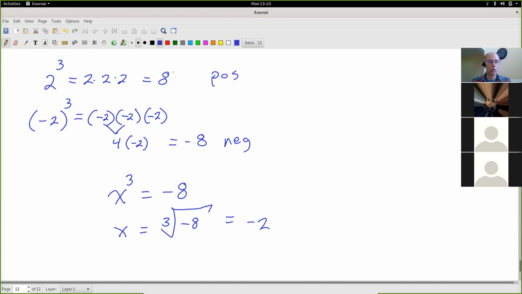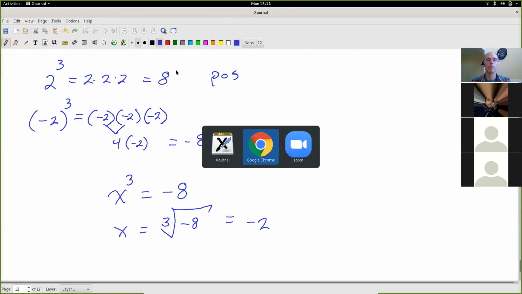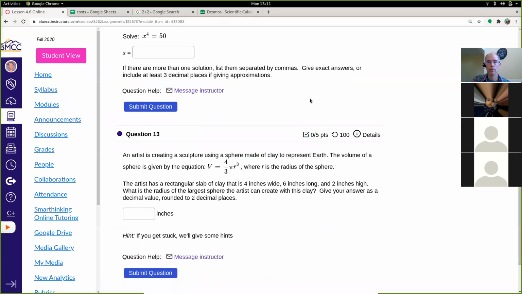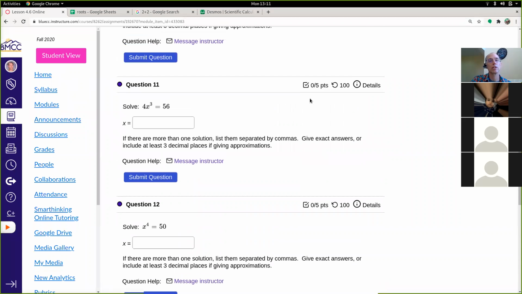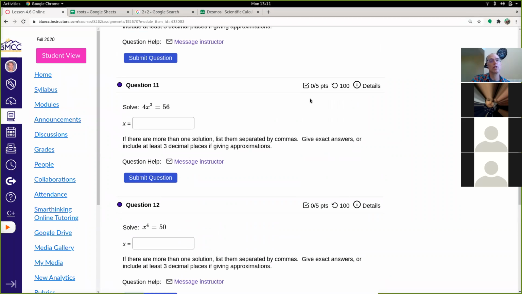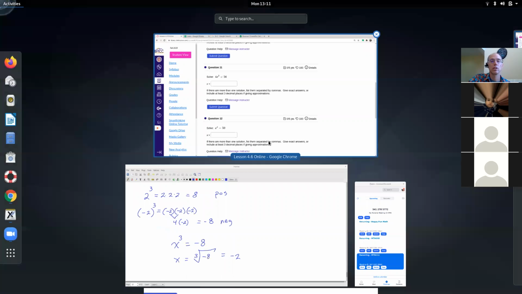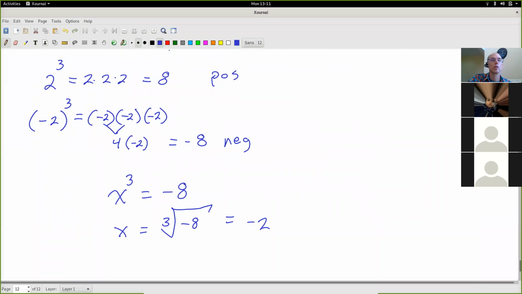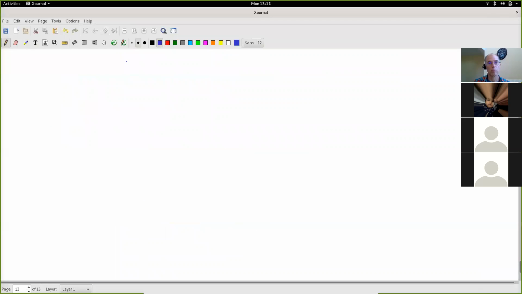So if we take a look at that homework problem, we've got 4x cubed equals 56. So like solving some of the other problems we did, to get rid of multiplication, you divide. So we would divide by 4 on each side. 4 divided by 4 is 1. 1 times x cubed is just x cubed.